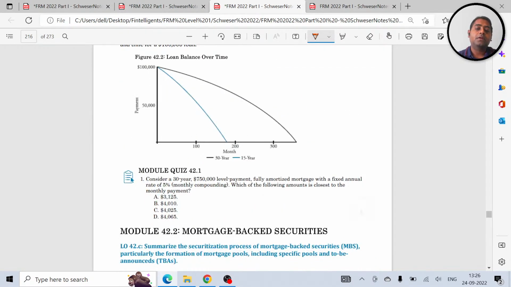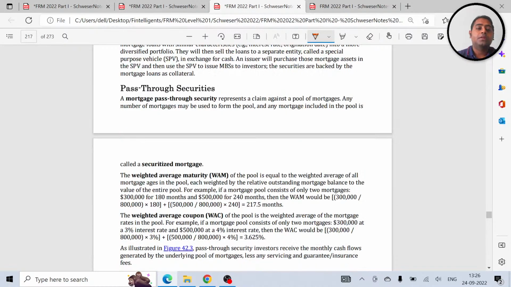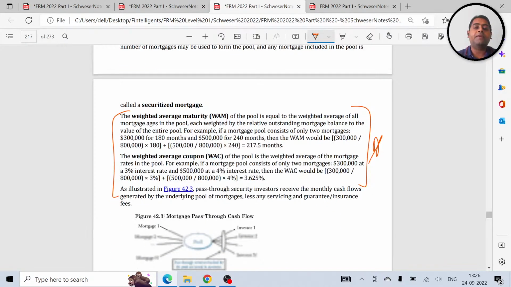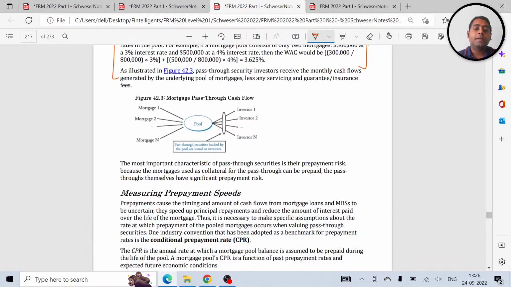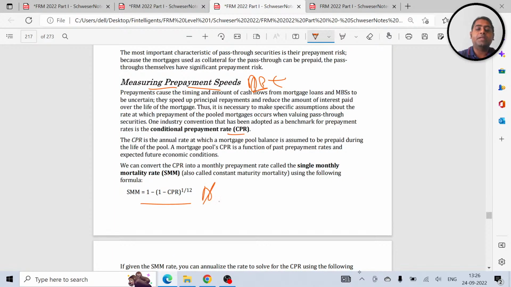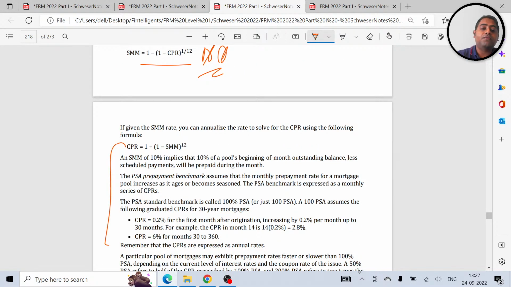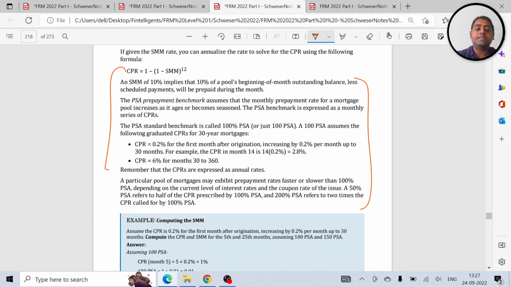The first diagram. Then as we move through pass-through security, this section, mark this as star: weighted average maturity, weighted average coupon, prepayment speed, very, very important. Every other exam they ask you. CPR, SMM, the calculation, it is very, very important. Please don't skip it. Okay. If you're reading this chapter, you should be focusing on this part. The sum also. Everything is important.